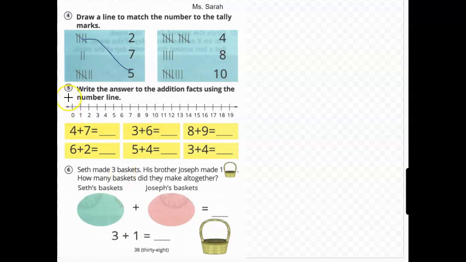Okay, so if you're back, you're down here on number 5. And you are ready to do the number line addition facts. Okay, so we're going to start at number 4. We're going to start at the 4. And we're going to jump 7. 1, 2, 3, 4, 5, 6, 7. Did you see where I ended up? 1, 2, 3, 4, 5, 6, 7. Where did I end up? I ended up at the number 11.